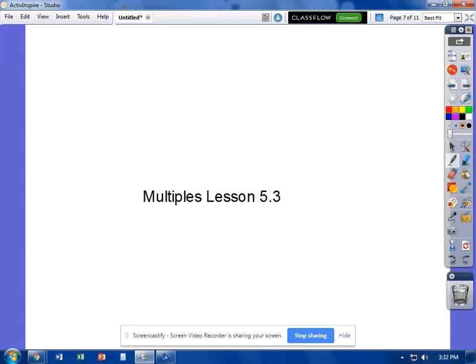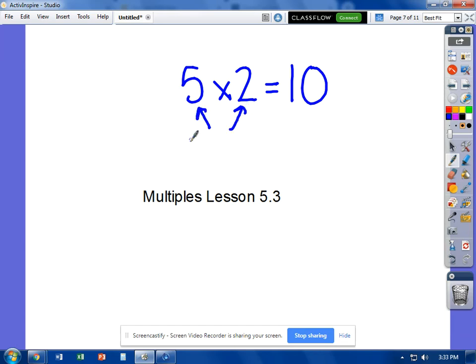Today we're going to be talking about multiples, which is lesson 5.3 in your chapter 5 Go Math books. So multiples are very similar to factors. If we have this problem, 5 times 2 equals 10, the two numbers that multiply together are both factors of this number.